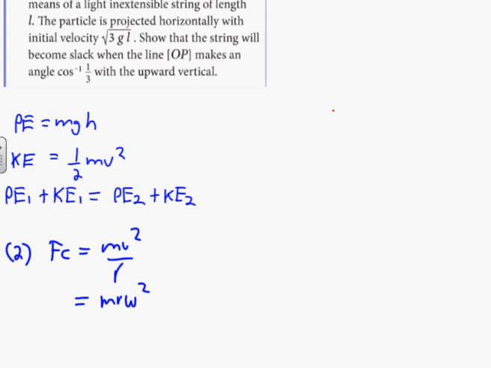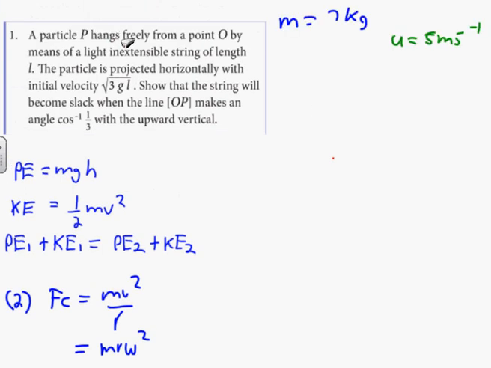Have a good read. A particle hangs freely from a point O by means of a light inextensible string of length L. The particle is projected horizontally with initial velocity root 3gl. Show that the string will become slack when the line OP makes an angle cos inverse 1 over 3 with the upward vertical. So, what we're doing is this, guys.